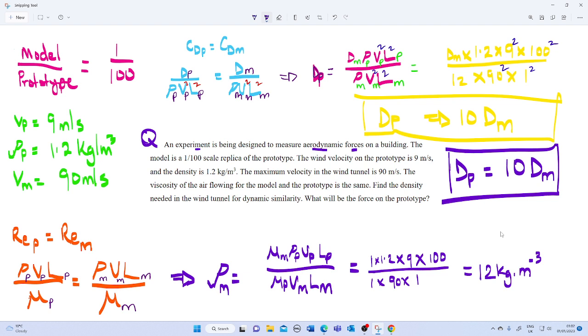The model is a 1 to 100 scale replica of the prototype. The wind velocity on the prototype is 9 meters per second, and the density on the prototype is 1.2 kilogram per meter cube. The maximum velocity in the wind tunnel is 90 meters per second. The viscosity of the airflow for the model and the prototype is the same.